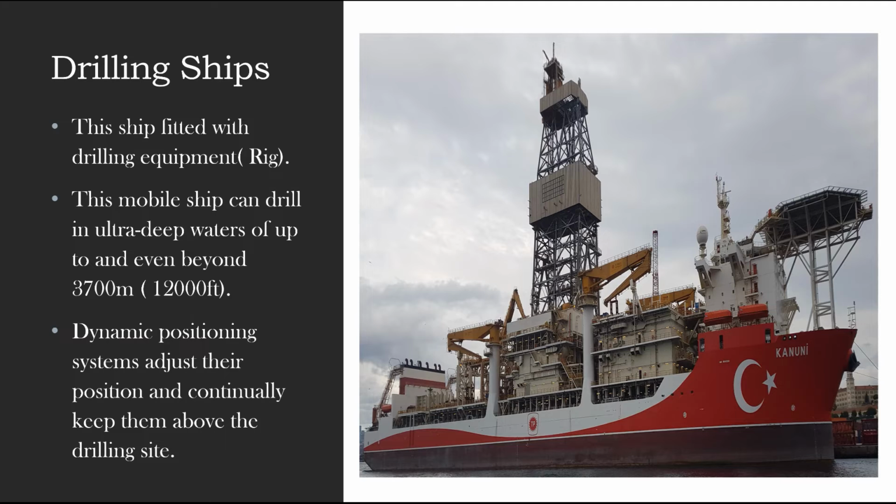Drilling ships. These drilling ships are fitted with rig equipment. As you can see, this long structure is required for the drilling to lower the pipes down. And these mobile ships can drill in ultra deep water, ranging from 3700 meters and beyond. It again requires a dynamic positioning system to adjust its position and keep it at a drilling location.